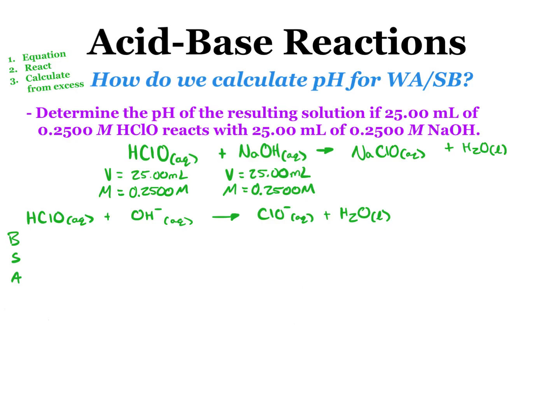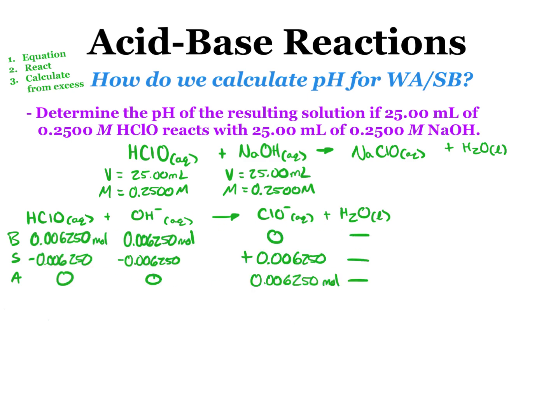We're in the reaction phase. We're going to plug in these mole amounts and figure out what is left over at the end of this reaction. So when I plug these numbers into my BSA table, I get that I have none of the weak acid left at the end of the reaction, and I have none of the OH minus left at the end of the reaction. But I did create 0.006250 moles of ClO minus, which is the conjugate base of HClO.